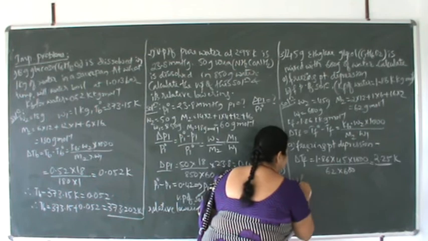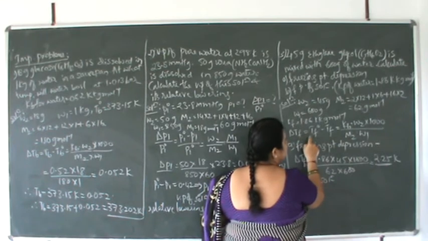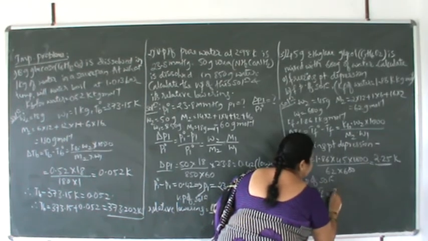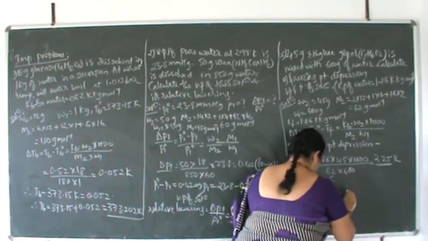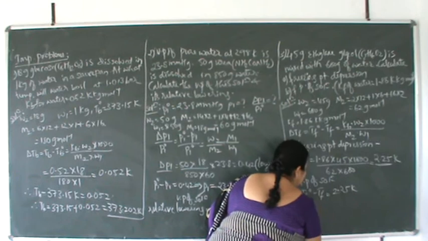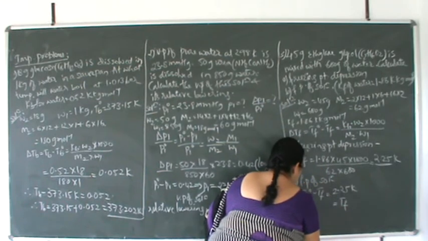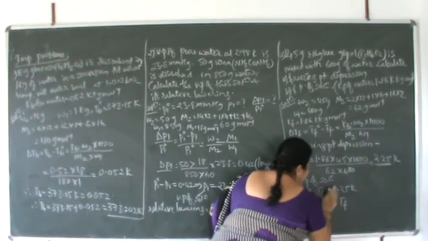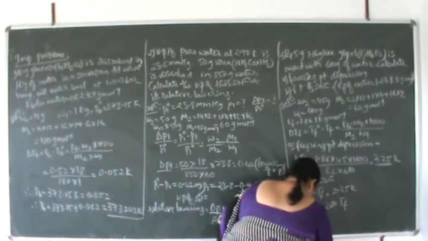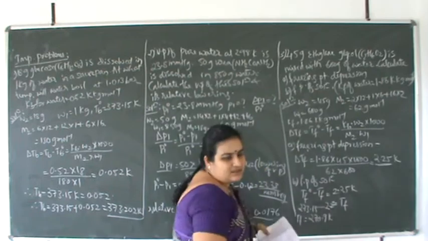Second one, freezing point of the solution. So here I have written Tf is equal to Tf naught minus delta Tf. So Tf naught minus Tf is equal to 2.25 Kelvin. Now Tf naught we already know. We require Tf. Tf is equal to 273.15 minus 2.25, that will be 270.9 Kelvin, which is the Tf, that is the freezing point of the solution.